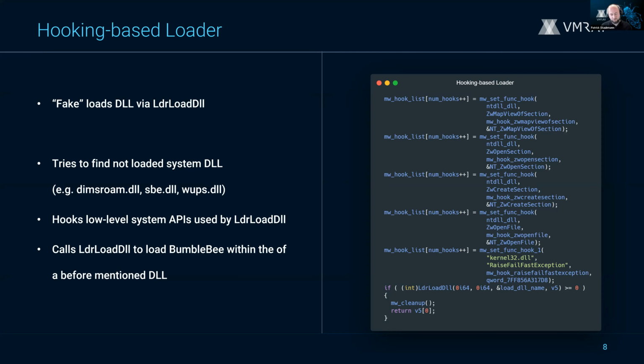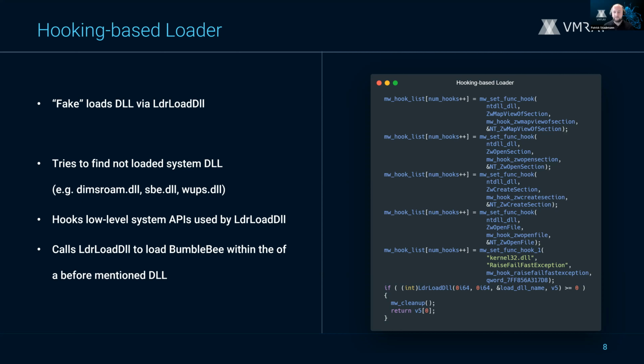Before or during the execution of Bumblebee, the process tries to find a not loaded system DLL of Windows. They mostly search for three different DLLs: dismrom, the SPE, or the WPS DLL. All of them are legitimate Windows DLLs, and they are typically not loaded into a process. In this case, for example, dismrom should not be loaded, and if it's not loaded, then they start hooking some low-level API calls, which in the end are required by the LdrLoadDll API.